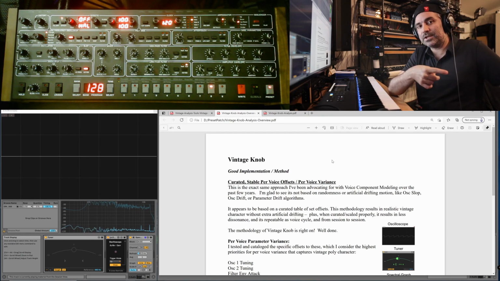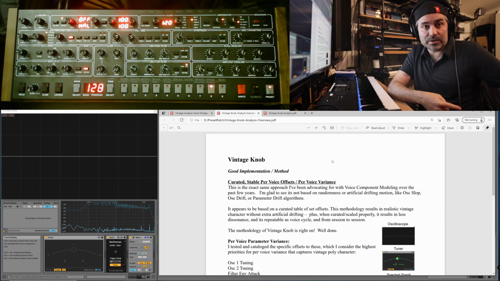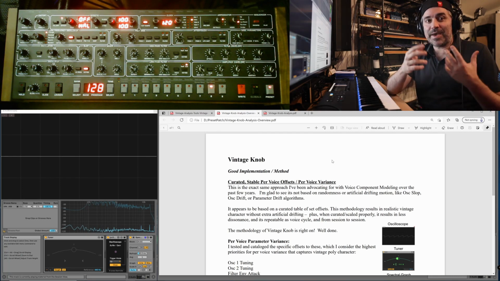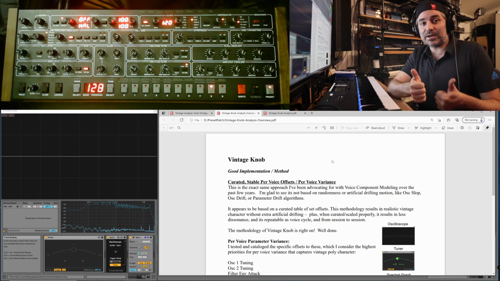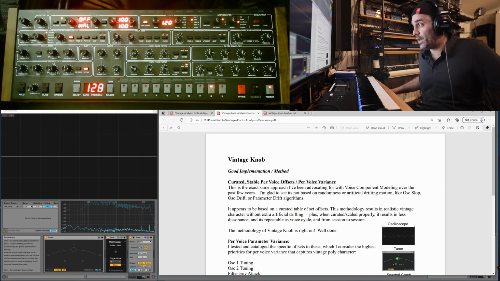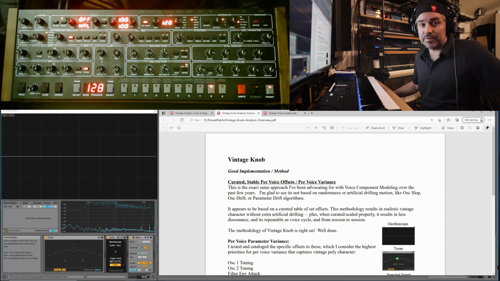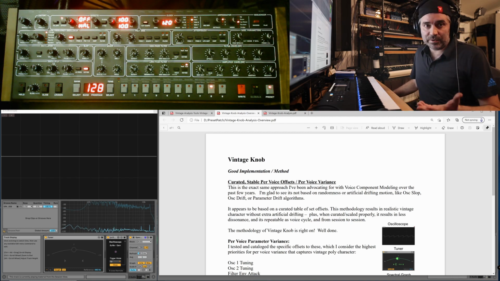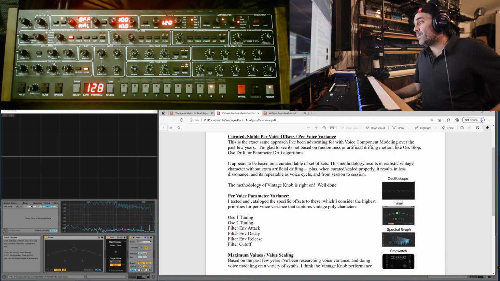So once you save a patch, you can come back to it another time and you're going to get the same sort of vintagey behavior. So yeah, the methodology of the vintage knob is spot on. I'm really stoked to see Sequential's moved in this direction. And I think this is going to be a huge advancement moving forward as this type of algorithm and this type of per voice variance is further refined.